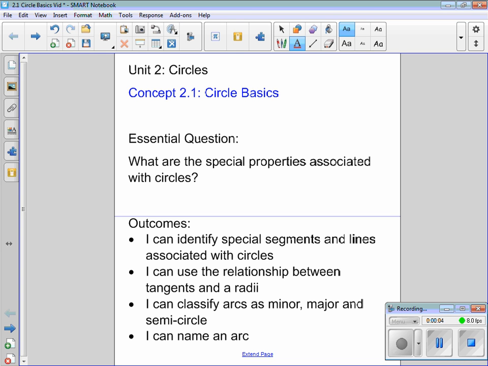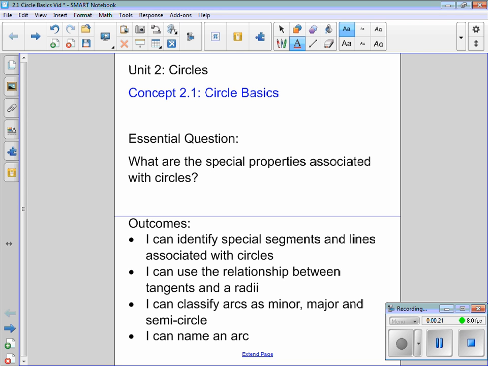We're looking at the beginning of Unit 2, and this unit is going to be completely on circles. Today's lesson is just some basics about circles. Some of the stuff you probably already know, and other things are brand new. So make sure you're focused and let's get started.